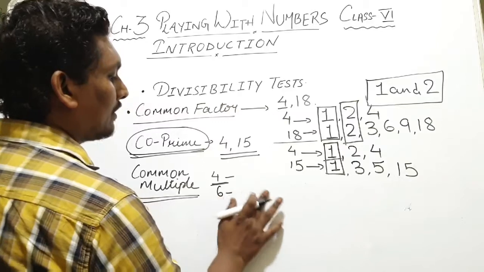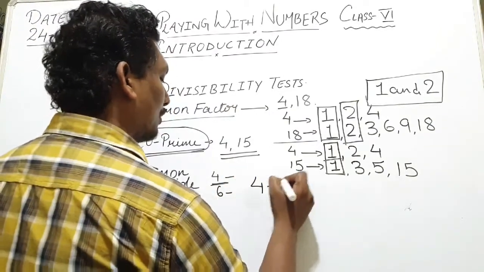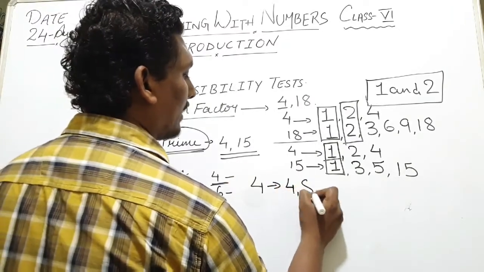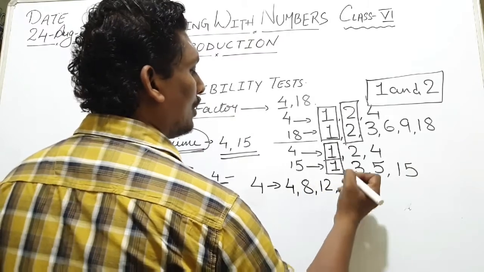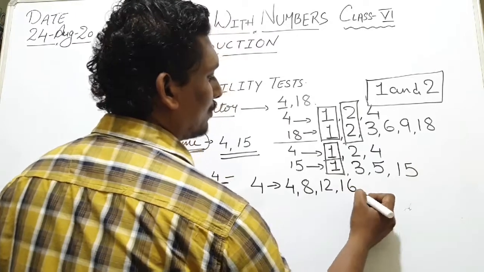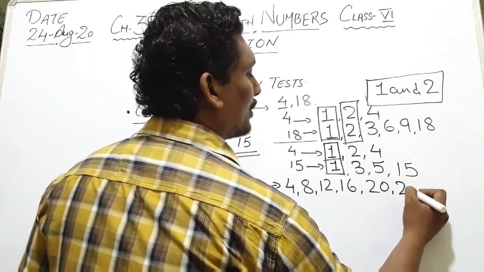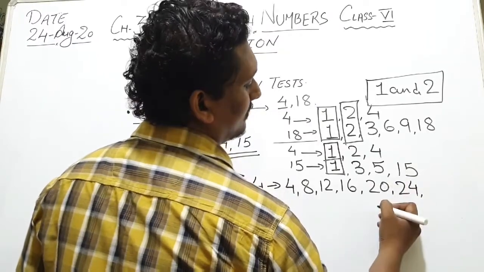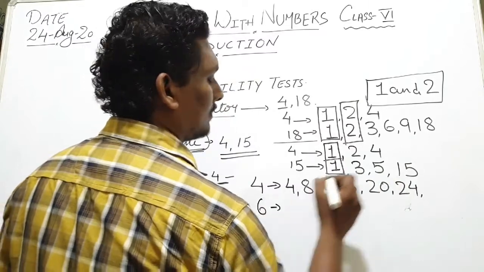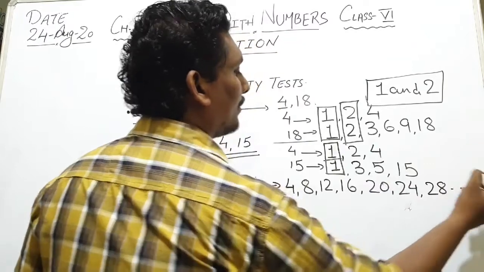So first I am going to write the multiples of 4 here. So multiples of 4: 4 ones are 4, 4 twos are 8, 4 threes are 12, then 4 fours are 16, 4 fives are 20, 4 sixes are 24, 4 sevens are 28, and it goes on, right?